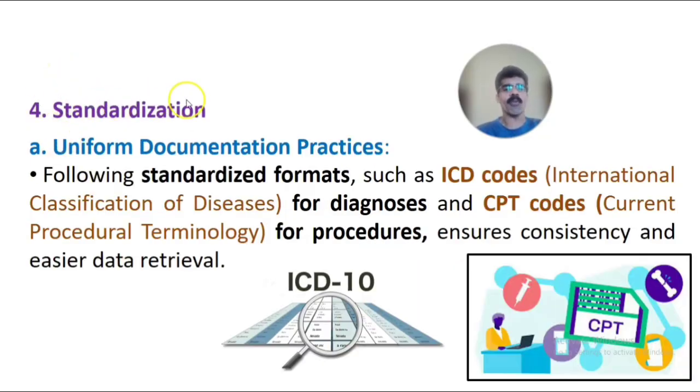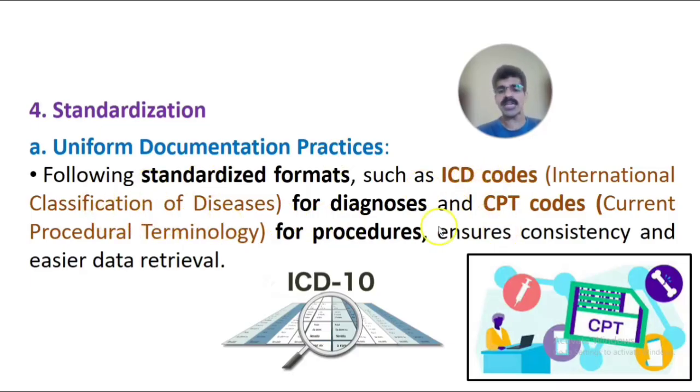The fourth key component is standardization. It includes uniform documentation practices. Uniform means everywhere in healthcare settings we are following uniformity. So we follow a standardized format in recording, such as ICD codes, that is International Classification of Diseases, for diagnosis. Whenever we record the diagnosis in a medical record or healthcare record, we have to follow ICD codes, that is, coding must be done according to the International Classification of Diseases.